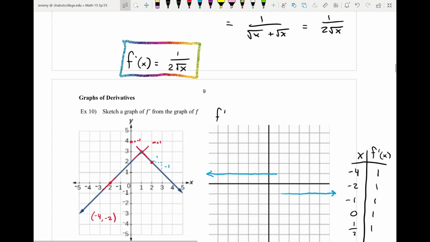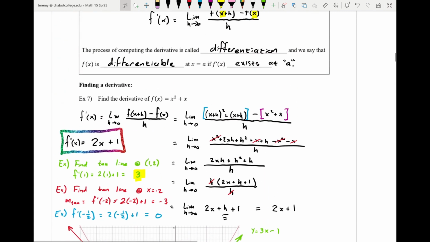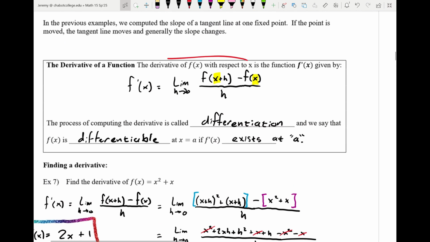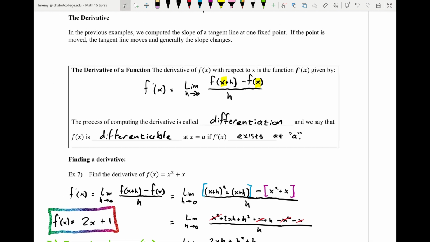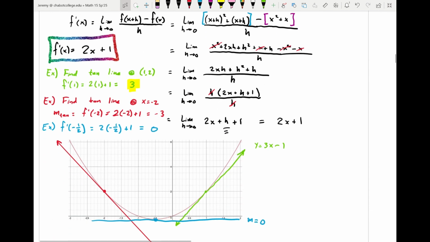If we go back to the definition of the derivative up here, this is what defines the derivative: the limit as h approaches 0 of all this stuff, essentially the slope formula. Notice that this is not the limit as h approaches 0 from the left or from the right. This is just the two-sided limit. The derivative is defined as a two-sided limit.